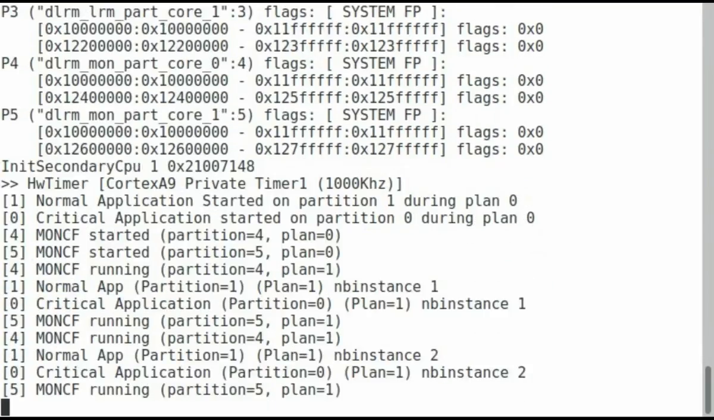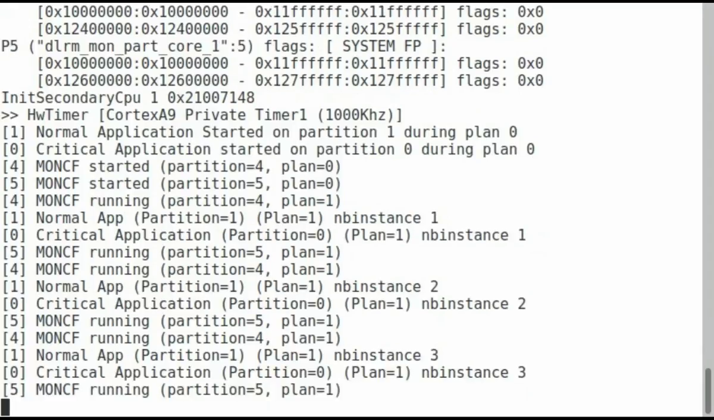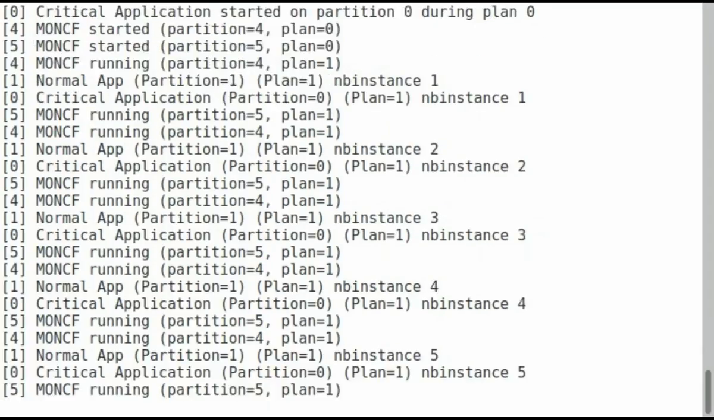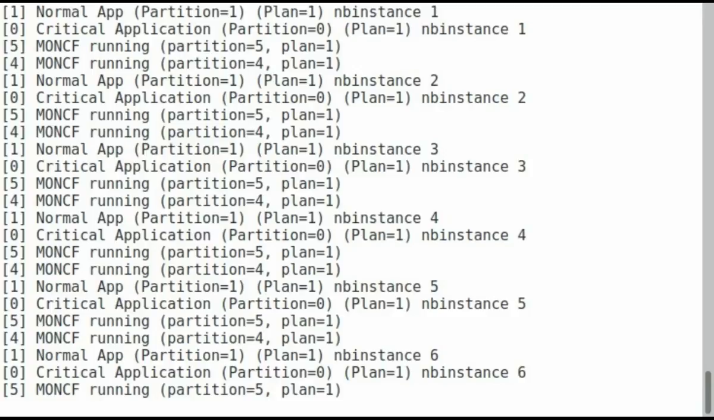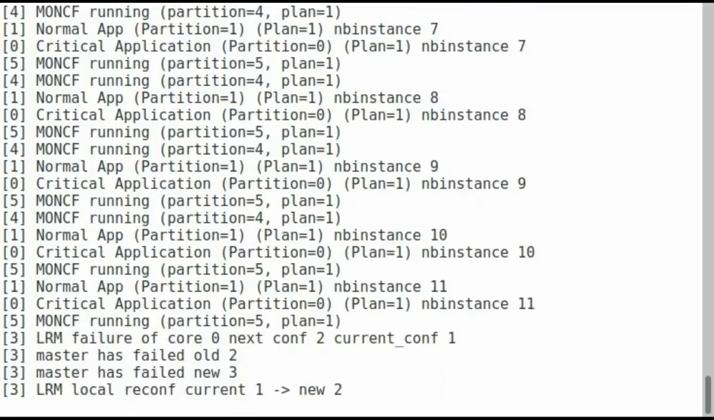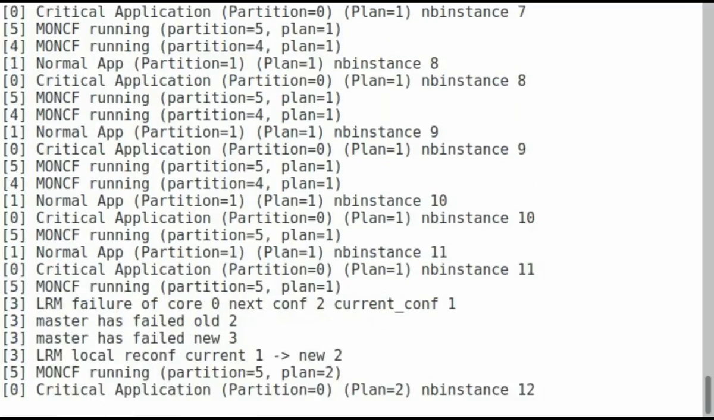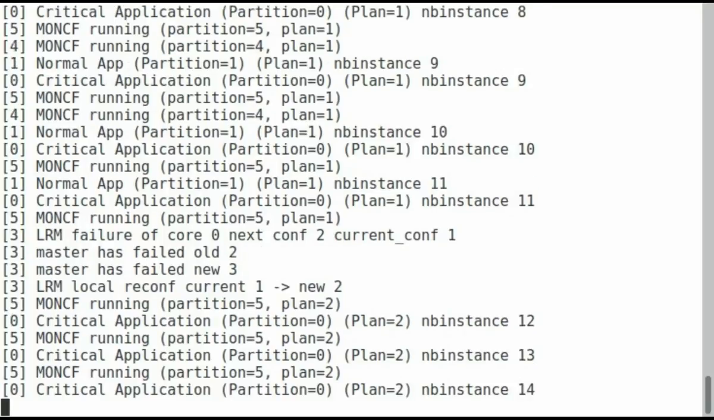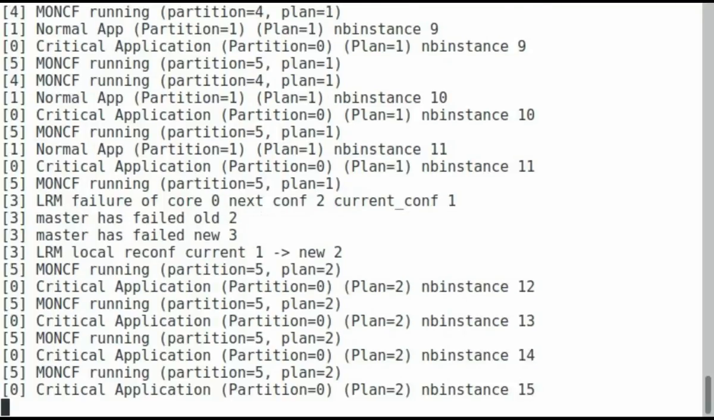The initialization occurs during plan 0, then the nominal execution runs during plan 1. At the 11th MAF execution, core 0 fails and the LRM applies a local reconfiguration which consists in reallocating ROSIS on core 1 while the MPEG server must be hosted elsewhere. This is plan 2.